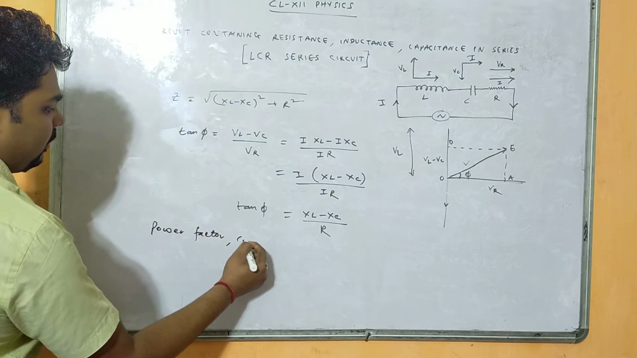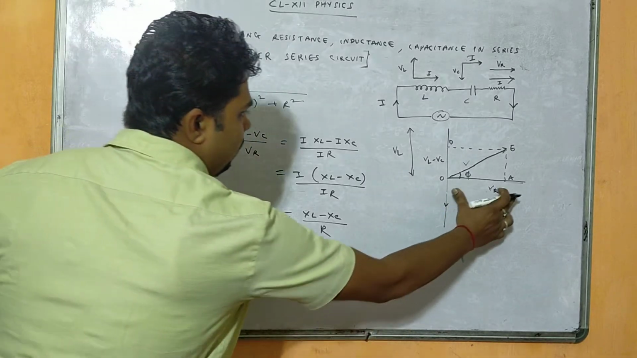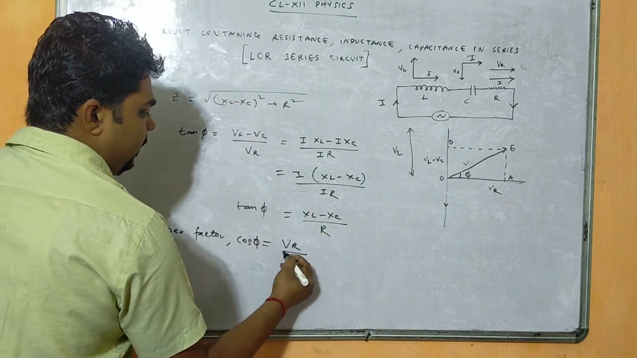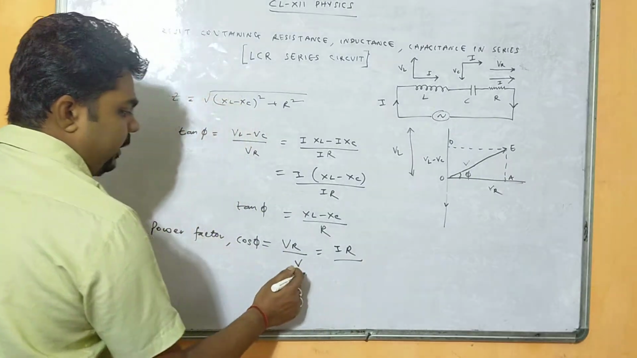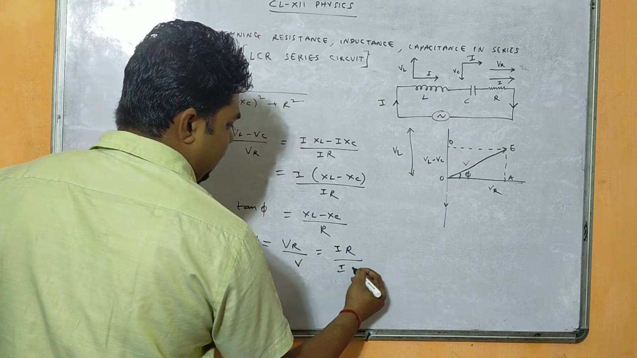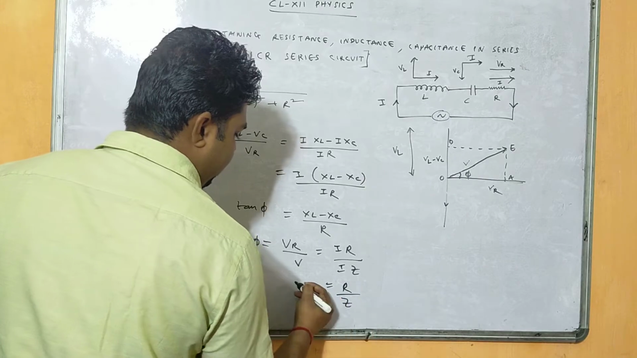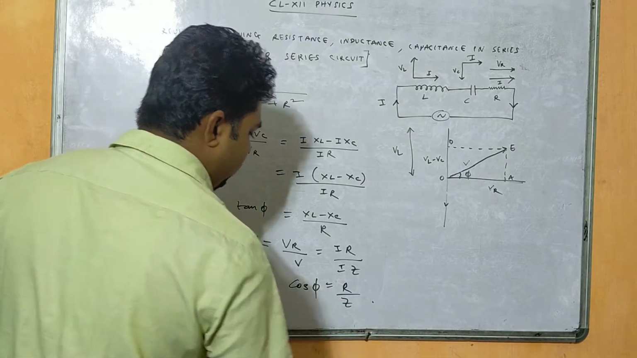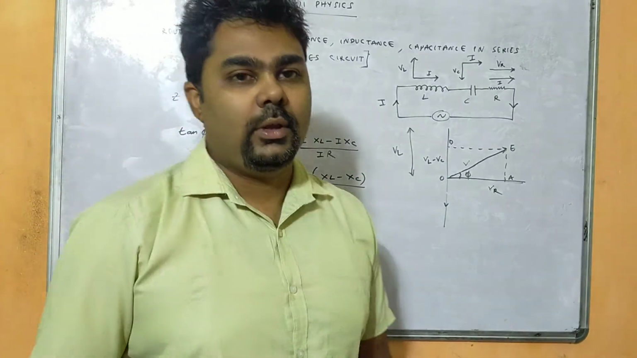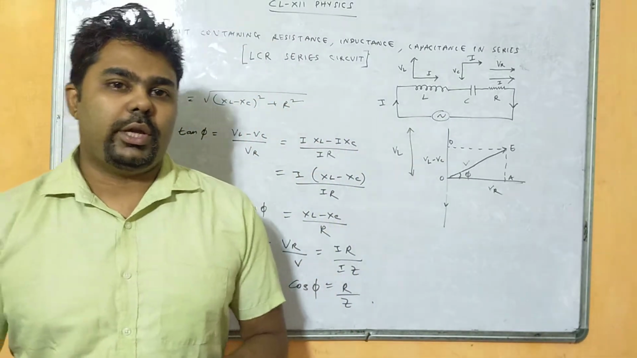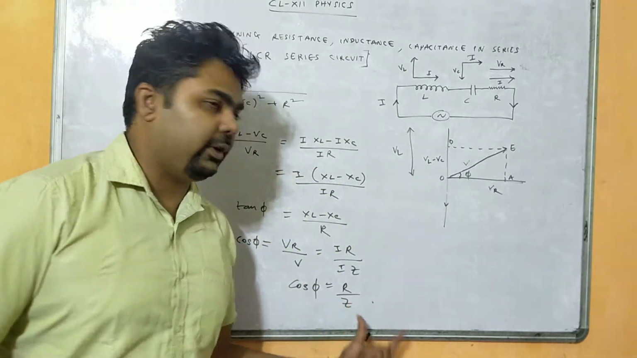Power factor was given by cos phi. Okay, cos phi was given by base by hypotenuse. What is our base here then? Here the base is IR, and the hypotenuse is V, which means here IZ. So I and I will get cancelled, and we will get R by Z as cos phi. Okay, this is the power factor, and the power associated with this series circuit is P equals IRMS into ERMS cos phi, where cos phi is the power factor.